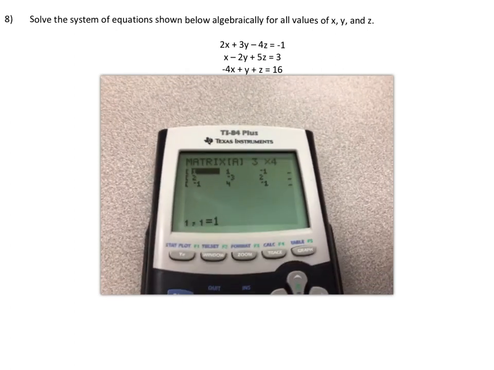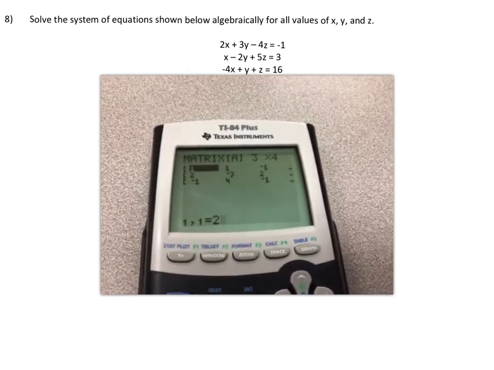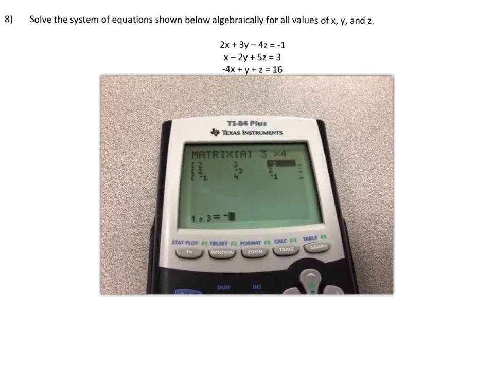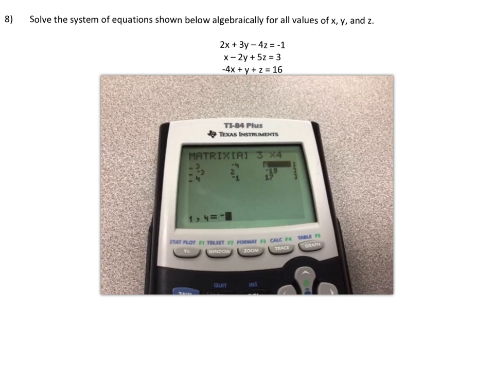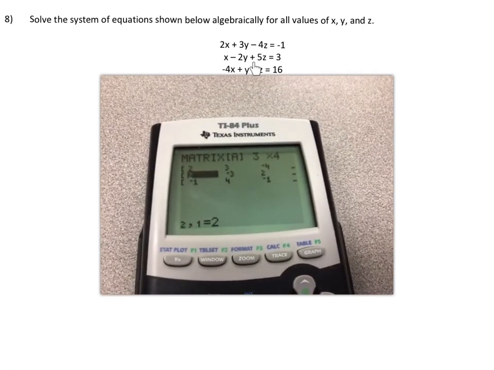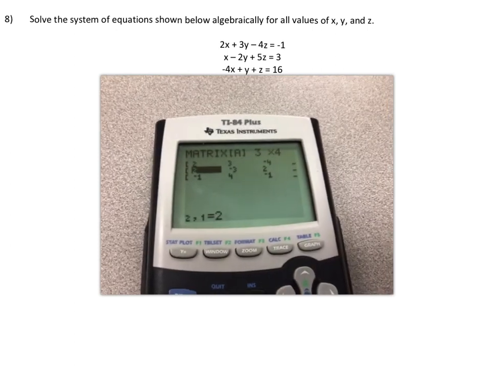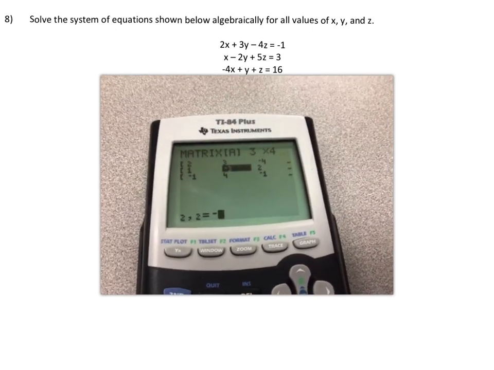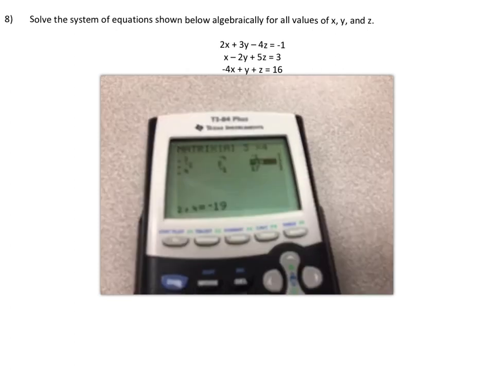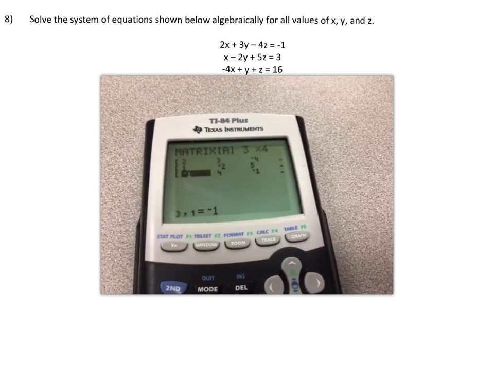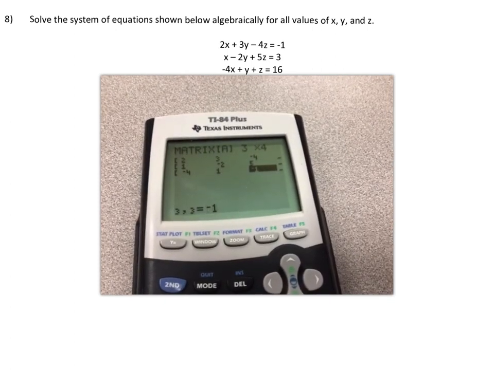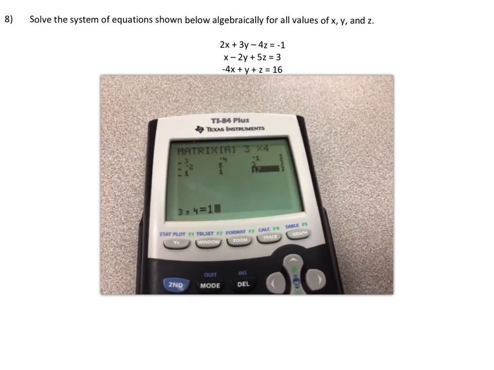So I'm going to plug in 2, 3, negative 4, negative 1, and then we do the same thing with the next row. We have a 1, a negative 2, a 5, and a 3. So I'm going to hit 1, negative 2, 5, and then 3. And then our last row, we have a negative 4, a 1, another 1, and a 16.